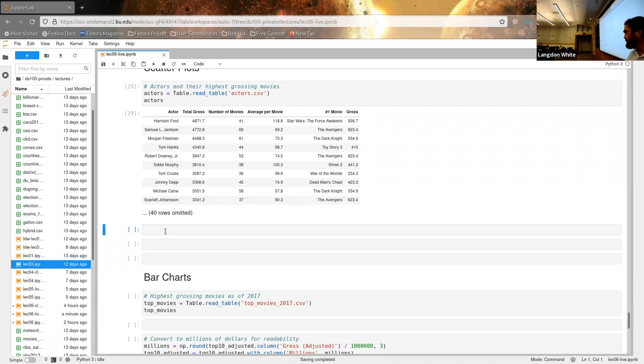Now, as you can see, trying to draw a line through that doesn't make a lot of sense. You could compare the total gross per actor, but there's no relationship really between Harrison Ford and Tom Hanks, except they both have generated a lot of money from movies. So you wouldn't put them on a line. That doesn't really make a lot of sense. So instead, we can do something different, something called a scatter plot.